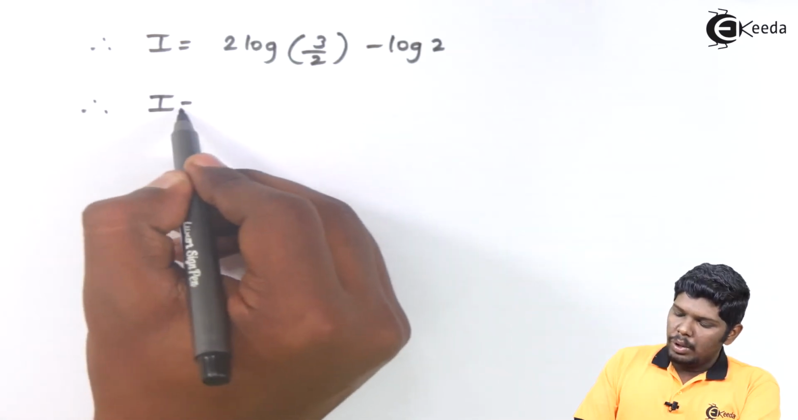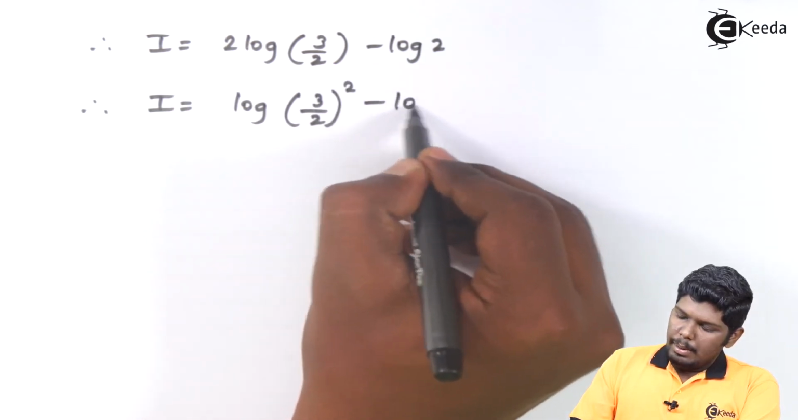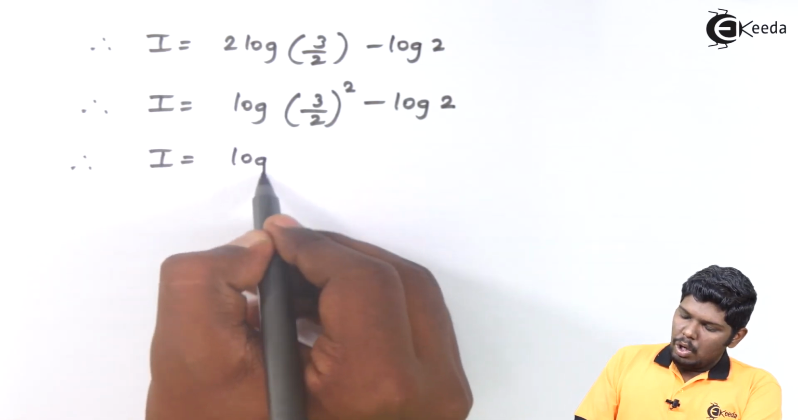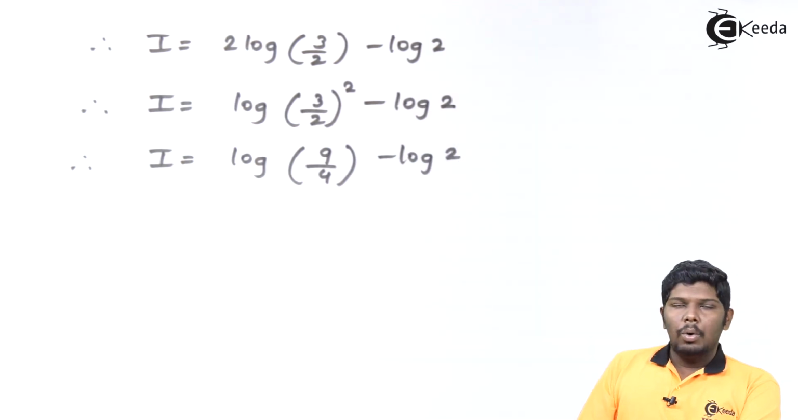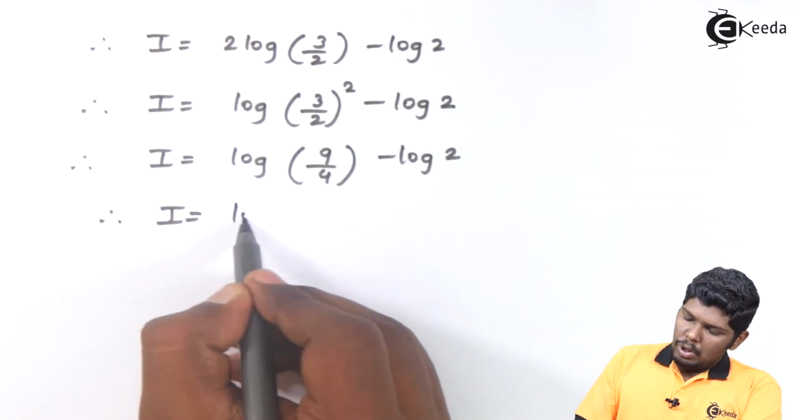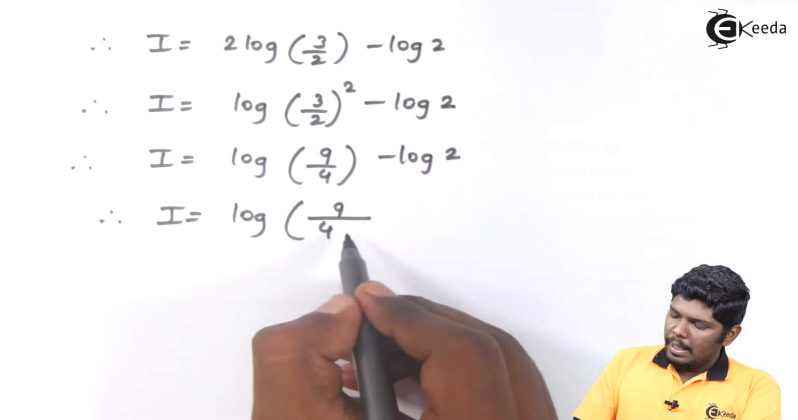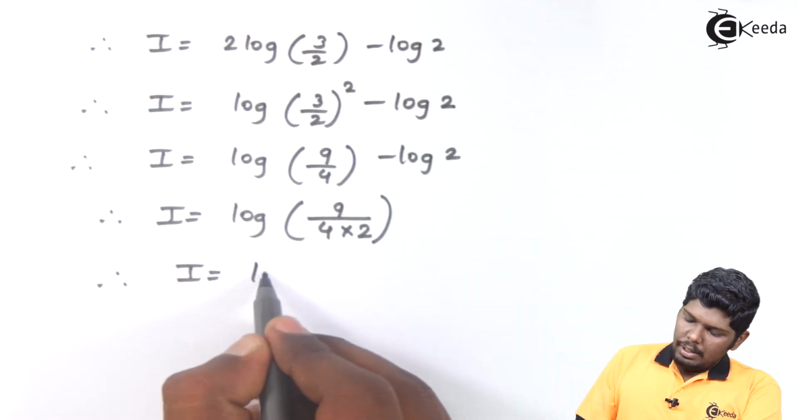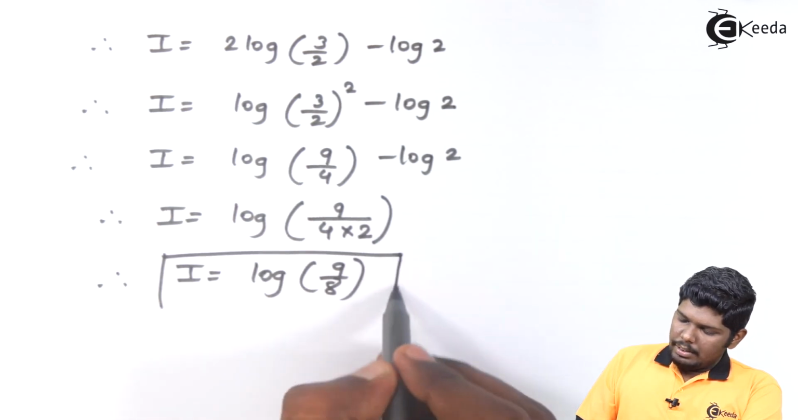Therefore, I is equal to log of (3 by 2) squared minus log 2, that is equal to log of 9 by 4 minus log 2. Now again we can use the formula log a minus log b, that will give you log of a by b. Now this b will be multiplied in the denominator. Therefore, I will be log of 9 by 8. This is the final answer.